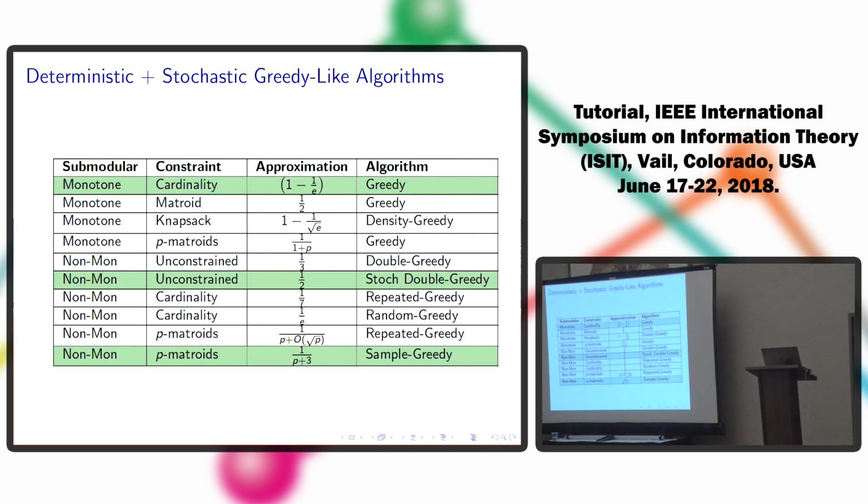Okay, and so if you use the randomized algorithms, basically you can get this tight approximation guarantee, and this p plus 3 is basically very close to tight. We have also lower bounds that show that you cannot do much better. Okay.